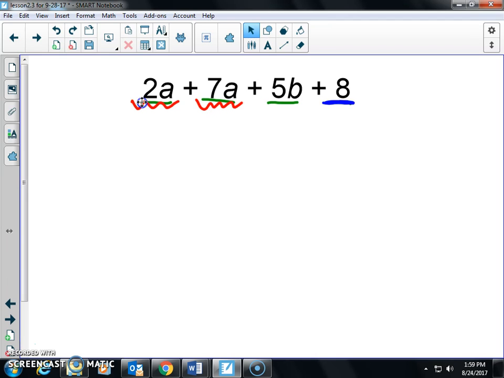Last thing I'd like you to look for in this expression. Look and see if there are any coefficients. So decide if there are any coefficients. And then I'd like you to turn and tell your neighbor, if you see any coefficients, what they are. So go ahead and take a few seconds and do that.